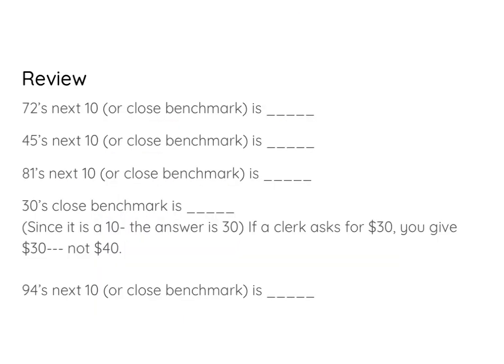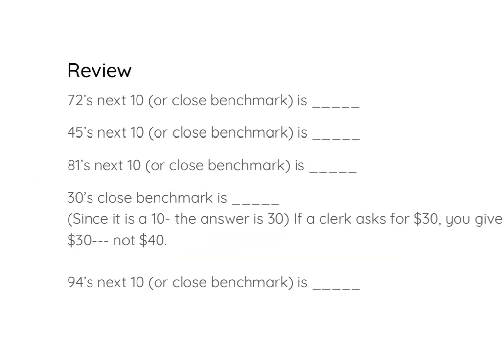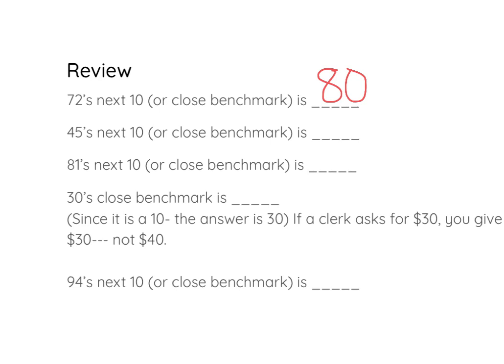All right, let's do some reviewing here. So, push pause and write down the answer to all these questions, and then check back when you're finished. All right, 72's next 10 equals 80. 45's next 10 equals 50. 81's next 10 equals 90.